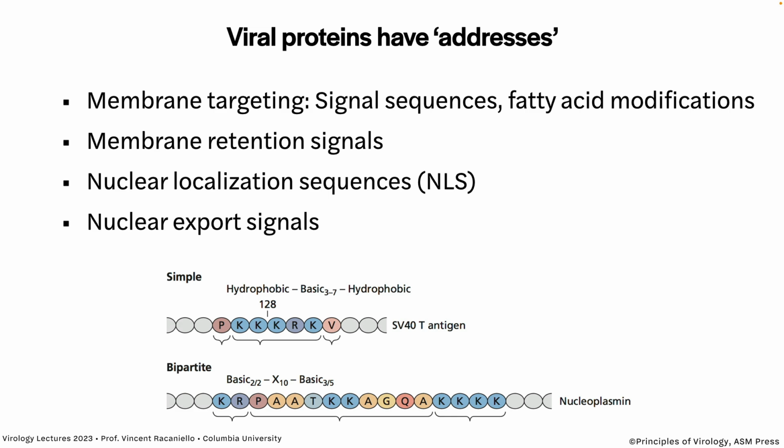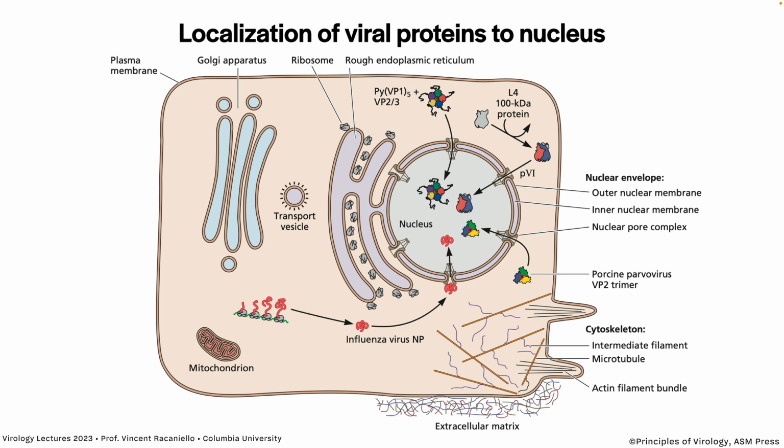There are some more complicated NLSs, nuclear localization signals. So here's an overview of proteins getting into the nucleus of various viruses. There's your typical cell with an uncrowded cytoplasm, which is not really realistic. Here's our nucleus, endoplasmic reticulum, and Golgi apparatus. In influenza virus, the nucleoprotein goes into the nucleus so that it coats the RNA. The RNA is reproduced in the nucleus, so it has an NLS and gets into the nucleus.